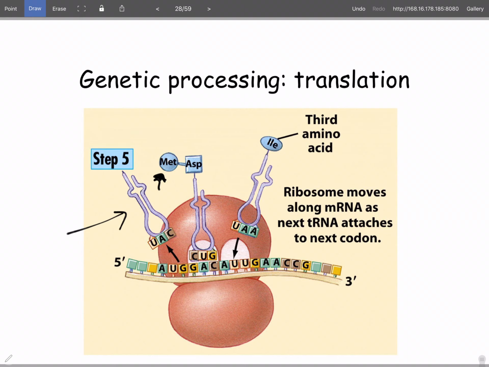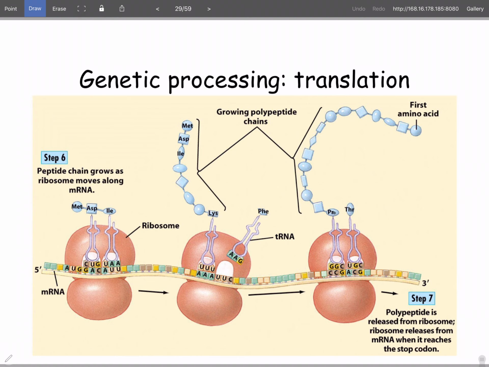And then we wait for that tRNA carrying our third amino acid, our next codon. And so this progresses along all the way down the transcript. We get the synthesis of the polypeptide chain and its folding. And then how do we know that we're at the end?